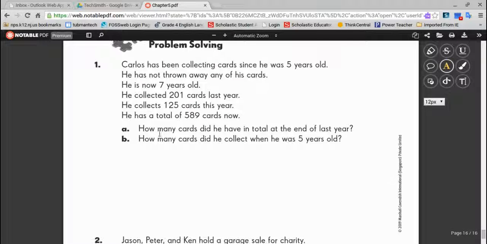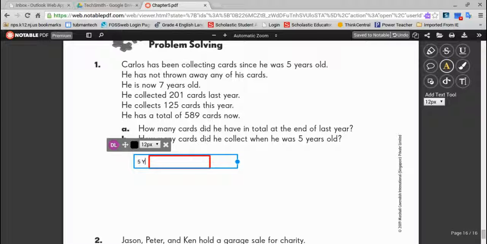Okay, so this is a very difficult problem because we're trying to do this all together. So let's not do this together. Let's do it one at a time, one sentence at a time. All right, so Carlos has been collecting cards since he was 5 years old. So I'm going to draw a simple bar model, and I'm going to pretend that this is when he was 5. So here I'm going to put 5y for 5 years old. Okay? So he's now 7 years old. So that means he's collected from 5 years old, he's collected 6 years old, and he's collected 7 years old.